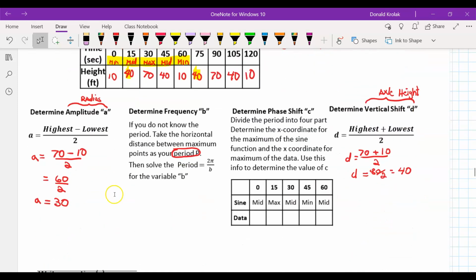All right. So what you do is you're going to take this formula, period, and you're going to take out the word period, and you're going to put in 60 seconds. And you solve this for the variable b. So multiply both sides by b. And divide by 60.